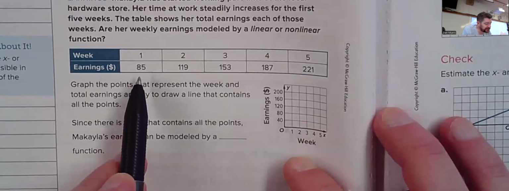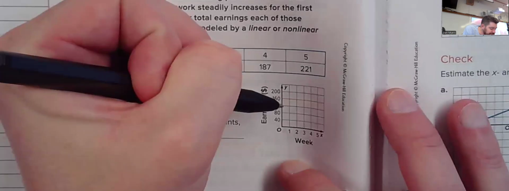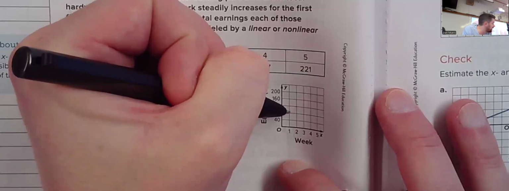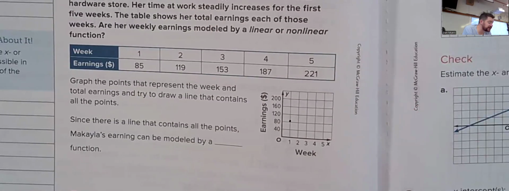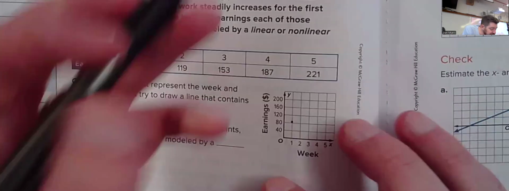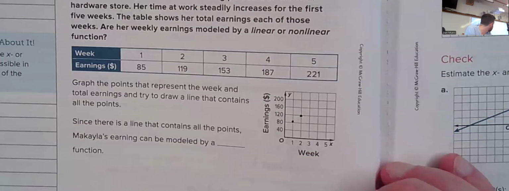Week one, $85. So let's see, 85. That would be 100. So that's going to be like right there, just above the 80, because these are separated by groups of 40. So these are going to be estimates of where these points are. Week 2 is 119, so like barely underneath that line there.